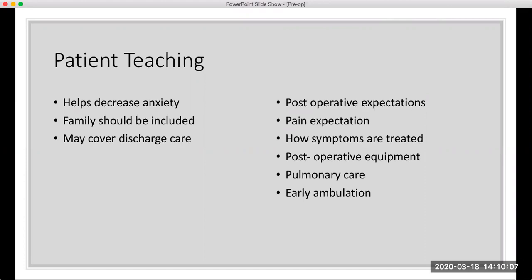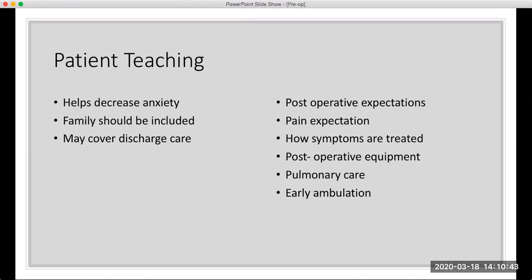Other things to include in teaching is what to expect after they wake up. They might have tubes in place. They're going to have pain. We kind of talked about how to deal with pain. Nausea is very common in the postoperative period, so we need to let them know that they'll have medication available to help control those symptoms. They might have a Foley catheter. Their throat might be dry and itchy. They might have a sore throat. That's pretty common because they want to protect the airway during surgery.